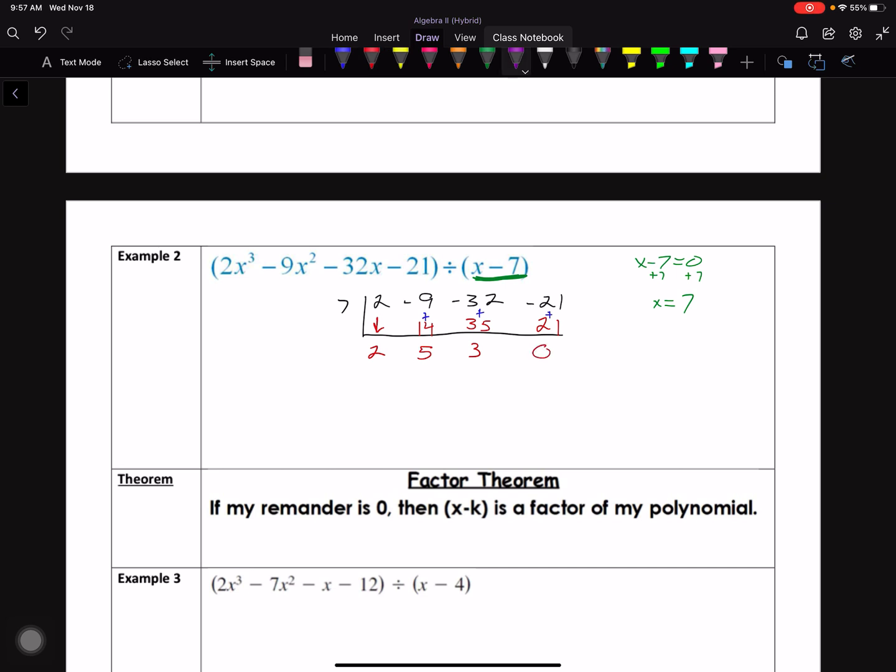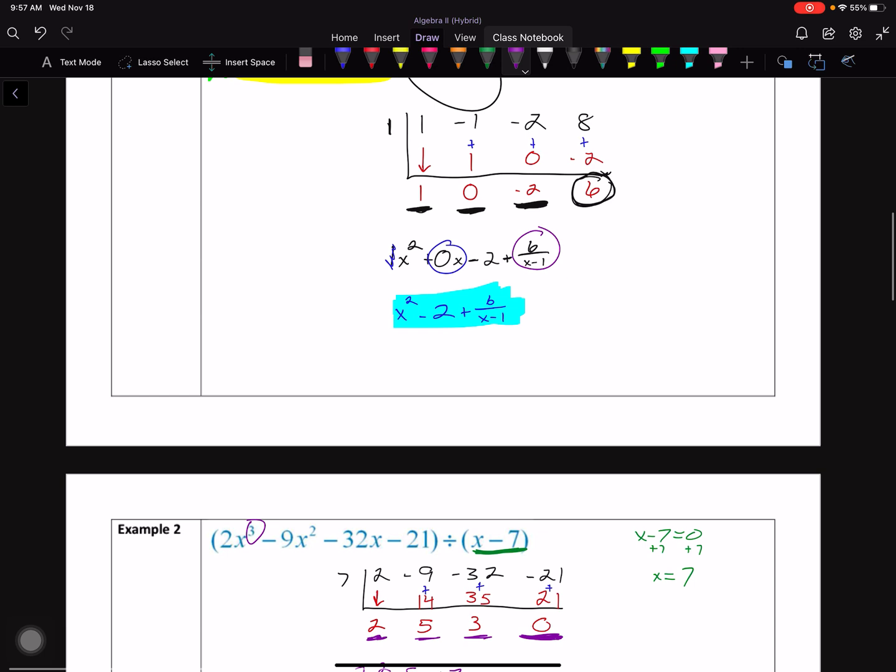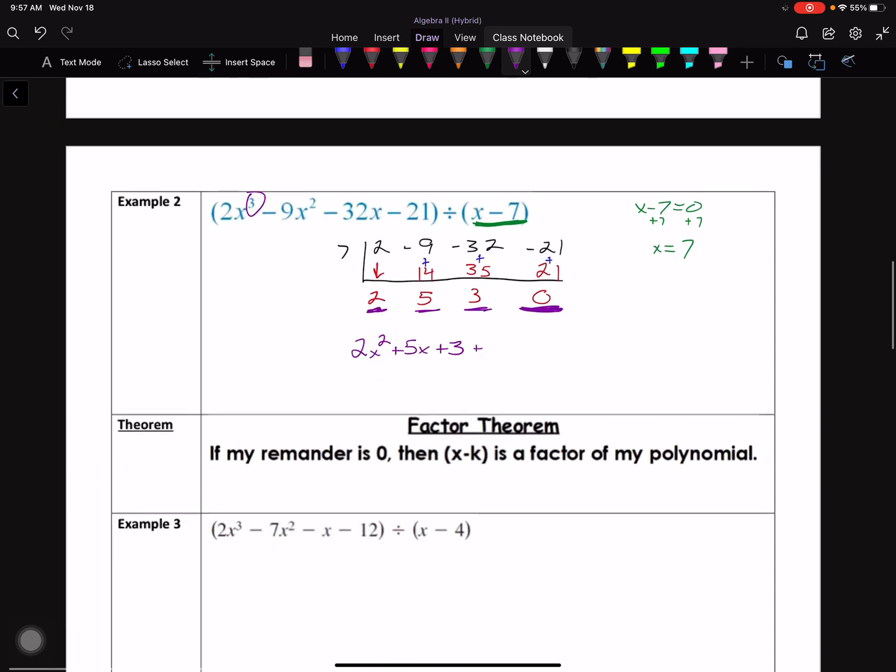So what we have now is a new polynomial. We started with a third degree, so now this is going to be a second degree. So 2x squared plus 5x plus 3. Now, if your remainder is 0, we don't have that part anymore. It would be plus 0 over x minus 7, but that doesn't make any sense, so we don't need it. So we actually have a nice polynomial left over.